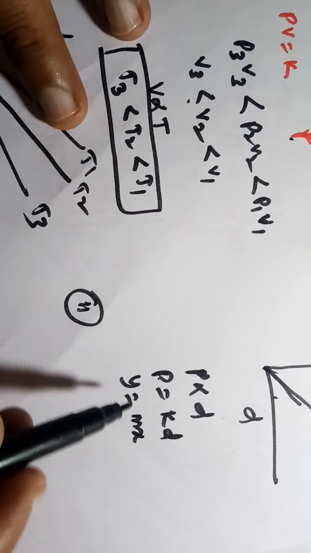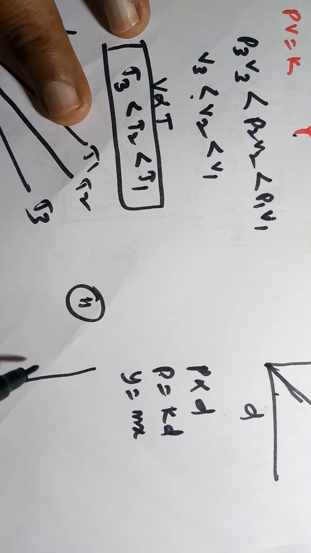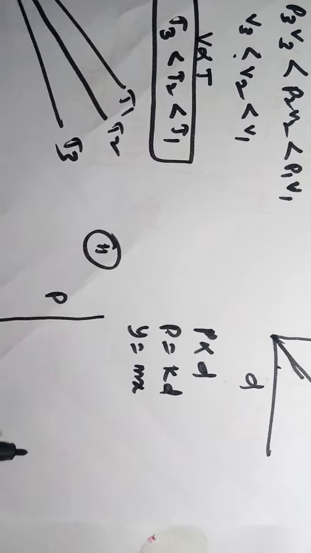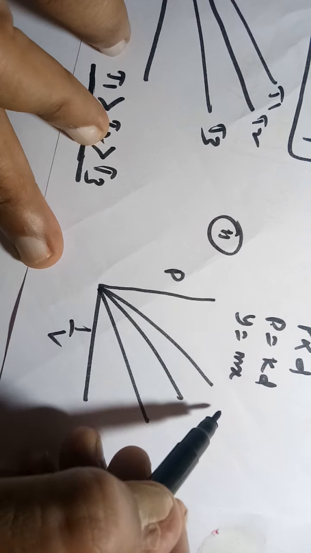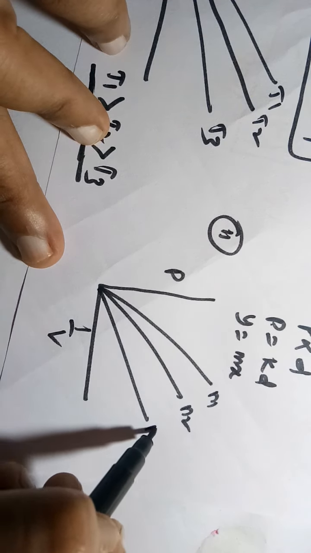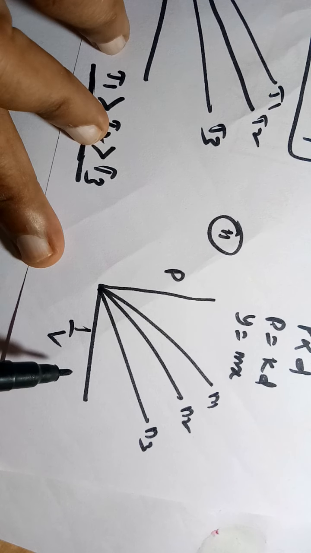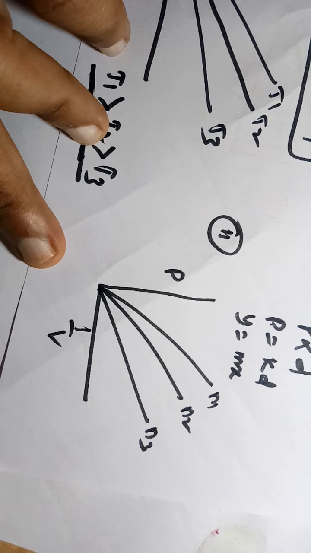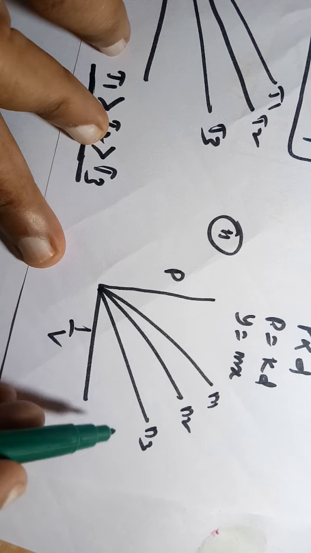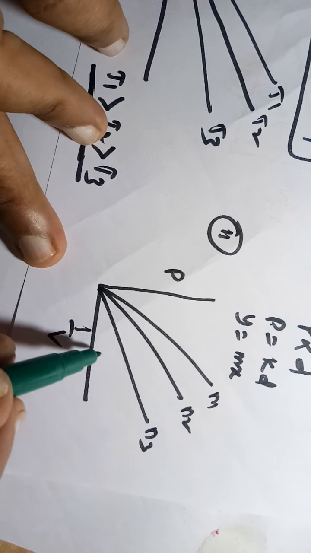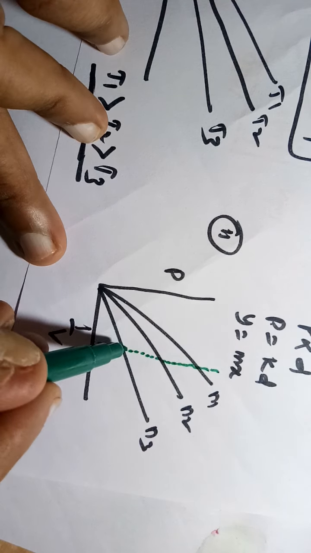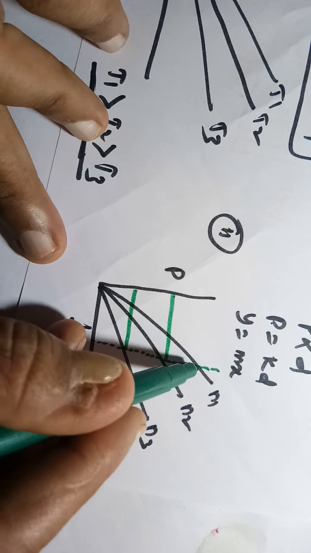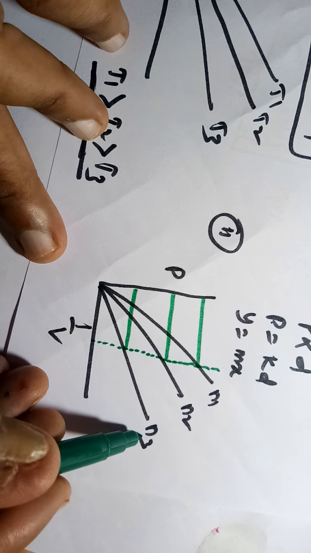Next one, another graph I am taking. I plotted P versus 1 by V at a different number of moles, and I got straight lines passing through the origin. What is the relation among these n1, n2, n3? In order to solve, what is the trick? We should take perpendiculars from the x-axis, and from the intercepts you take perpendiculars onto the y-axis. This is the n3 graph.